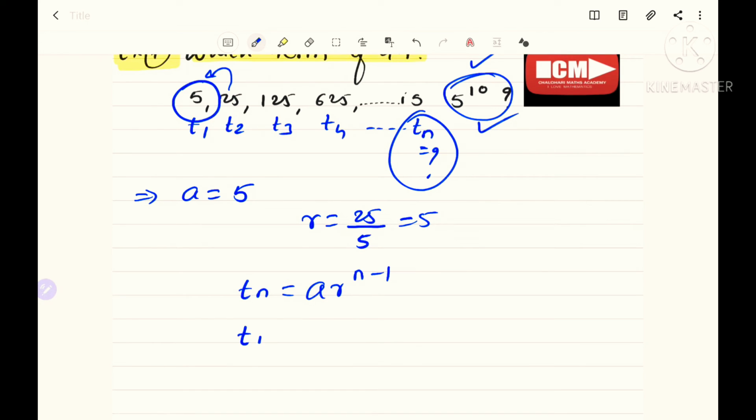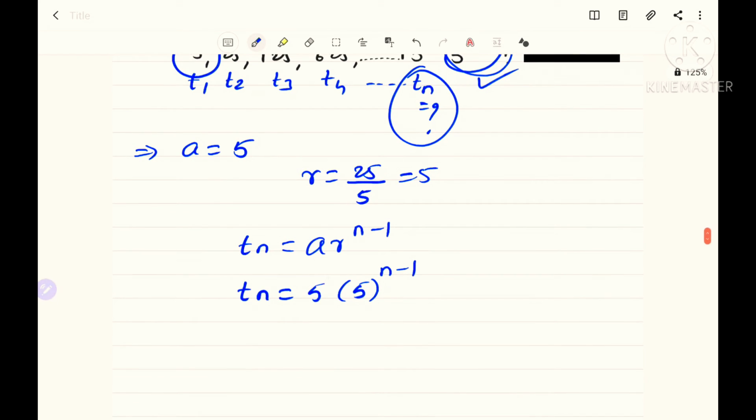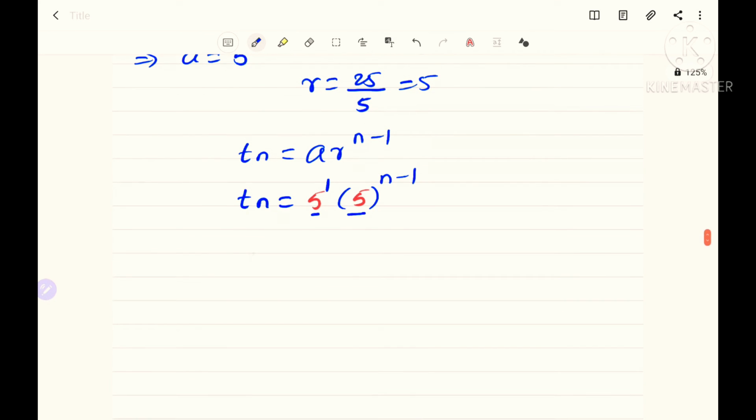Since we don't know the term in which 5 raised to 10 is present, I am keeping Tn as it is. A value is 5, R is 5 raised to n minus 1. If you observe here, the index of 5 in this first term is 1, so here I am free to do this simple calculation. Since it is a 5, this one is also 5. So the base is same. If the base is same, then you can add its indices. So it's 5 raised to 1 plus n minus 1.